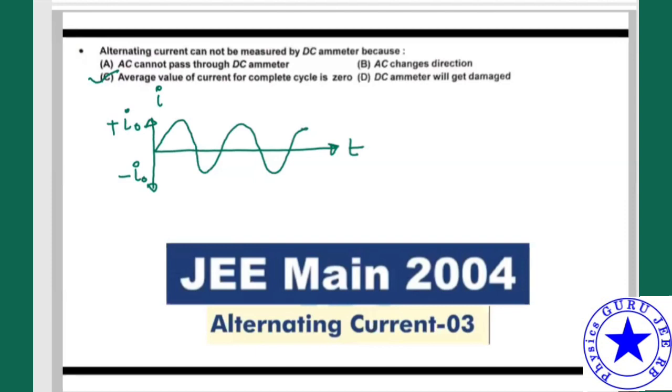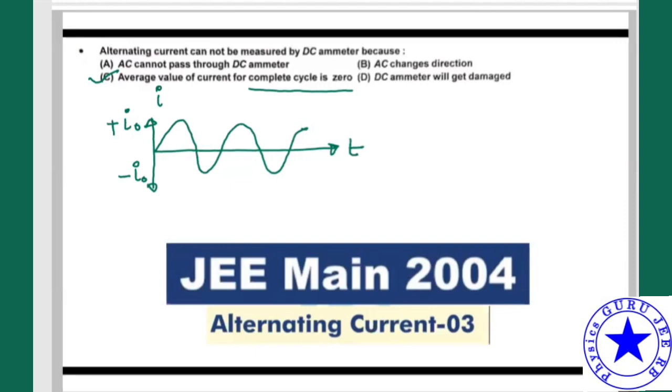Now we'll proceed with this one. So the option will be C. Only for a complete cycle it is 0. So the average value of current for a complete cycle is 0. That's the reason alternating current cannot be used for a DC ammeter. So the option will be C.